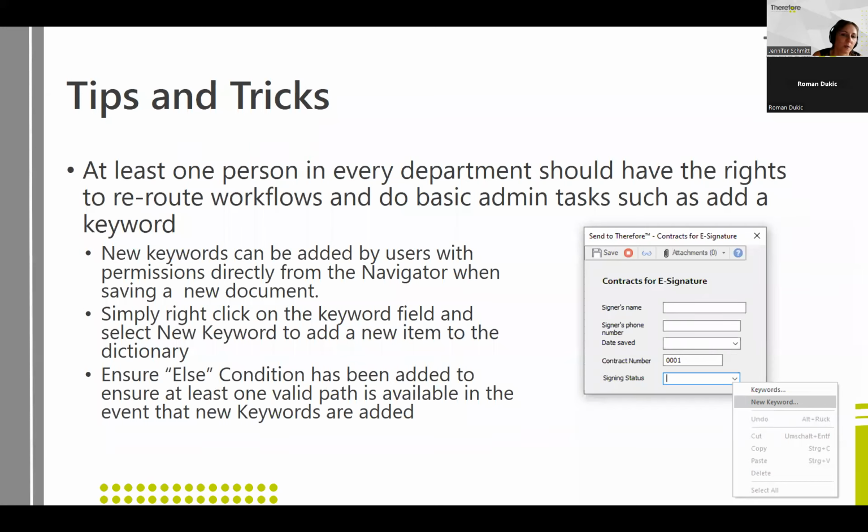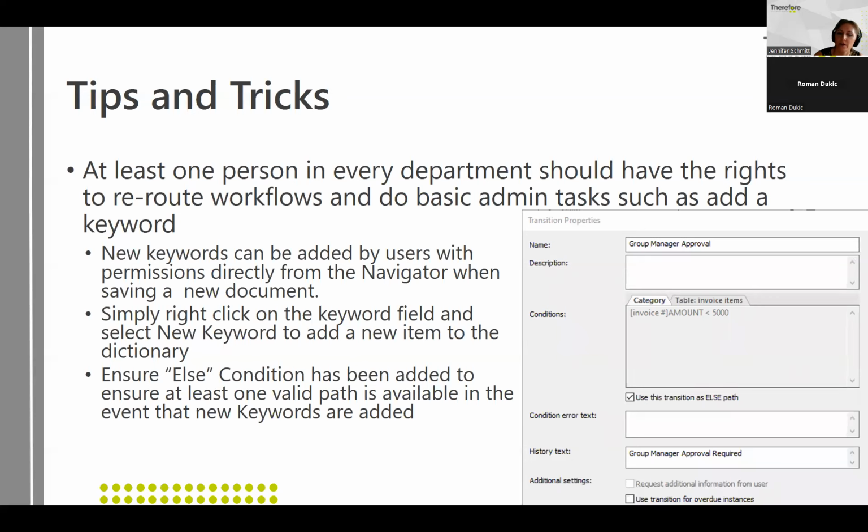The only thing that I would caution about is if you are giving users the ability to add new keywords to help classify the documents when they're being saved, think about if that keyword is also being used for your workflow transitions, because if users are using that keyword as a workflow transition, it could create an error if all of a sudden they add a new keyword and then there's no valid transition for the workflow. So in that case, you need to make sure that you always enable an else condition on the workflow here. So in case there's a new keyword added, the workflow will still have a valid path to follow.